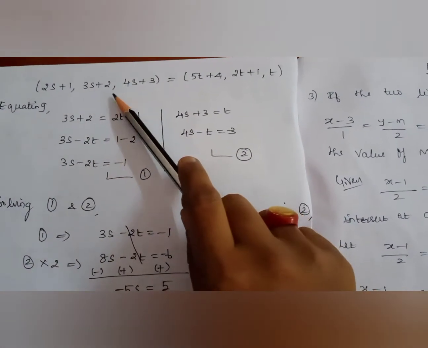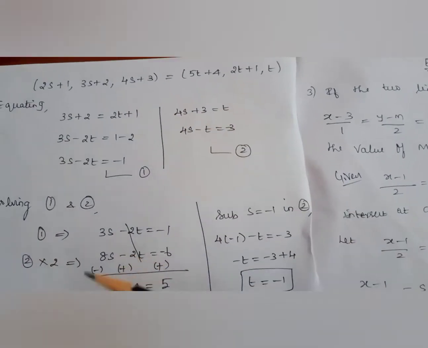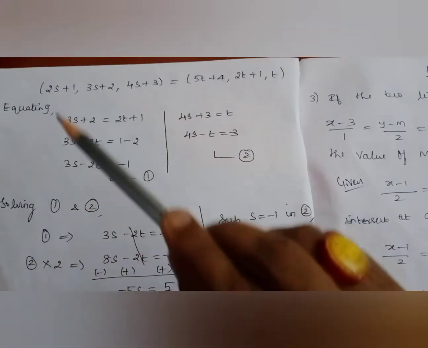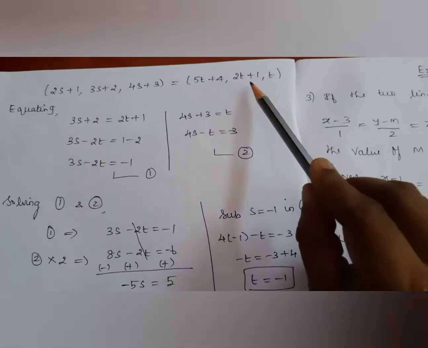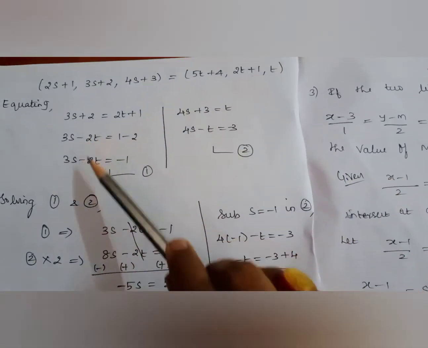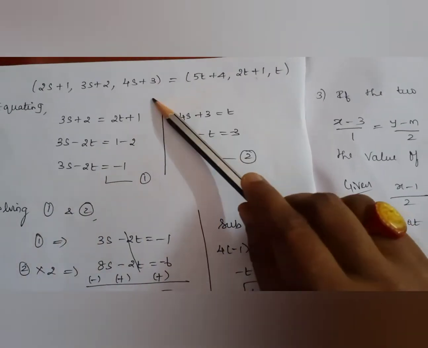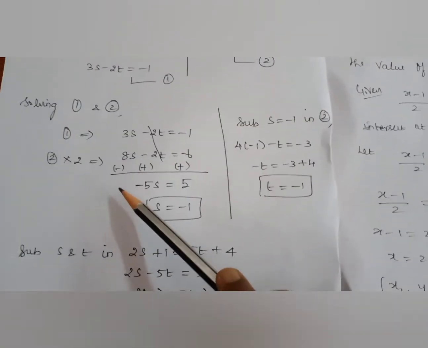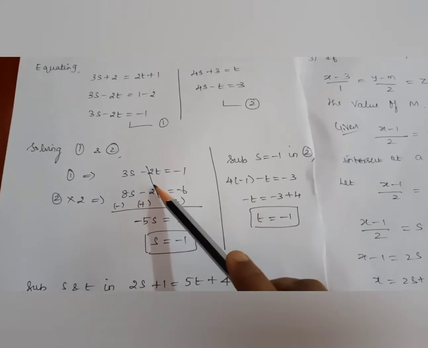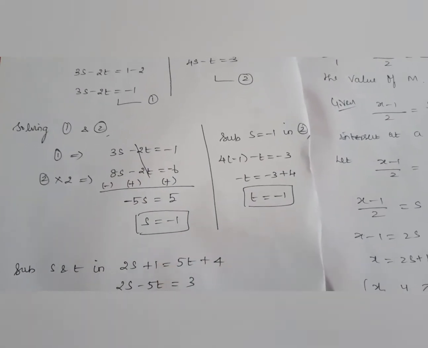What I am going to do, whatever may be simple for me, that I am taking, then only you will be able to simplify it easily. So 3s plus 2 equal to 2t plus 1, from which I am getting an equation. Similarly, 4s plus 3 equal to t, from which I am getting another equation. Now I am going to solve both equations. So when I am solving, I am getting the value of s and t.